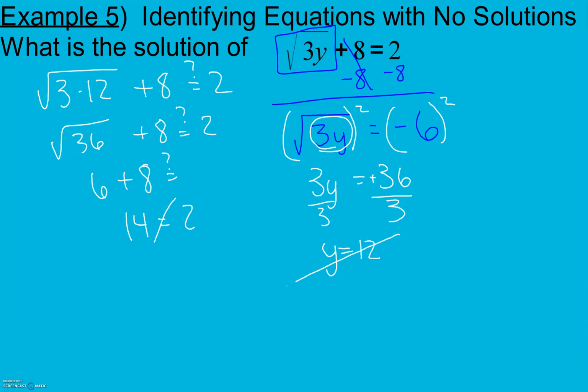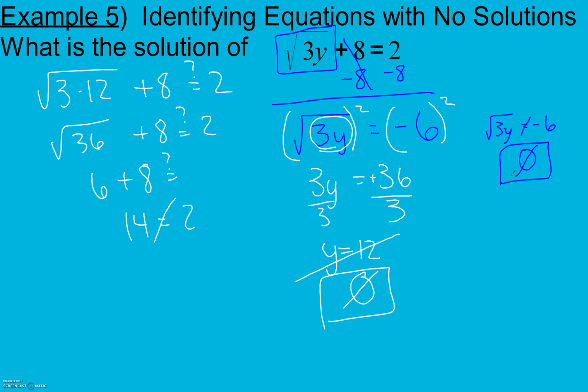Here, when we have no solutions that work, the only one we came up with was extraneous. Our answer then is just no solution. And we could have seen that back in the blue as well. I had the square root of 3y equals a negative 6. We know that no square root can ever equal a negative number. So here we could have had a no solution.